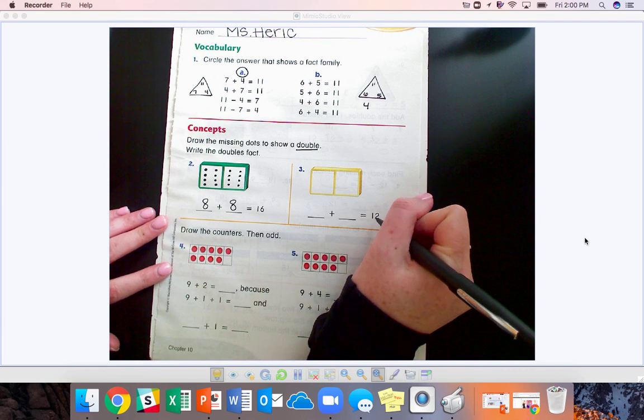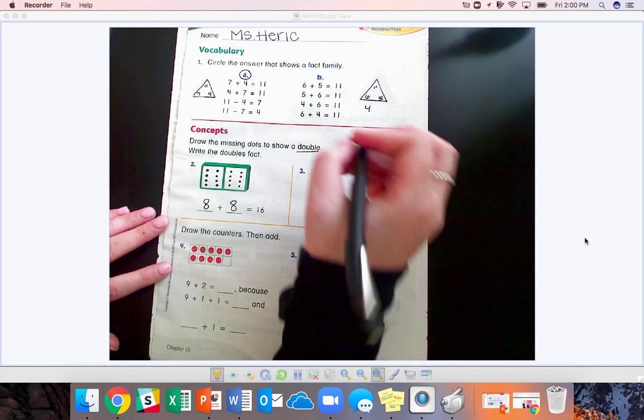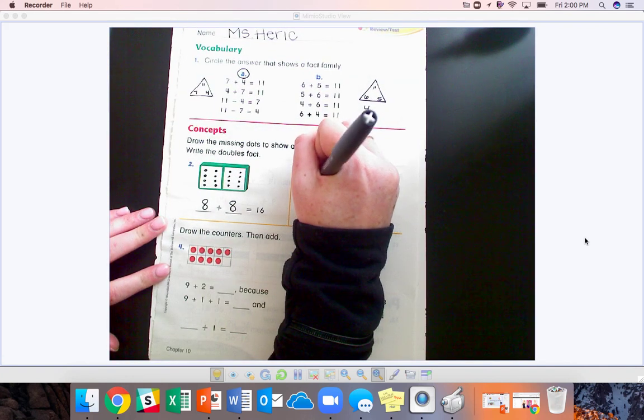Number 3, 12. What doubles fact adds to 12? Awesome. 6 plus 6.